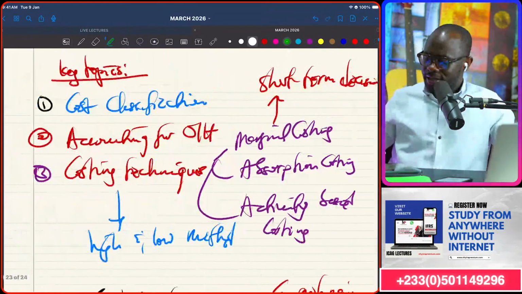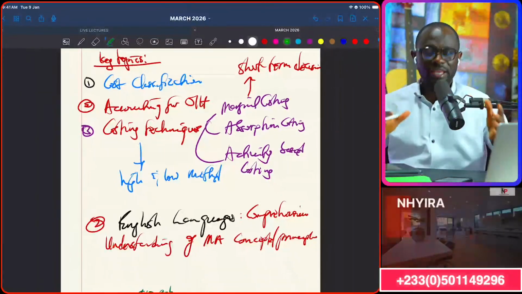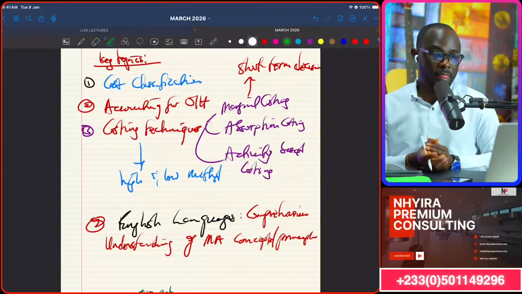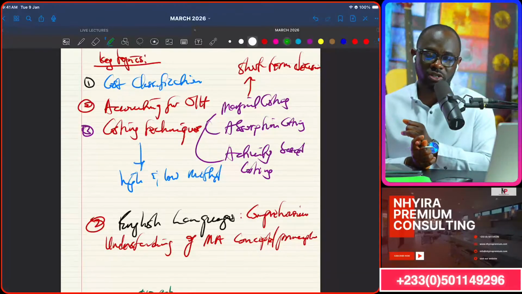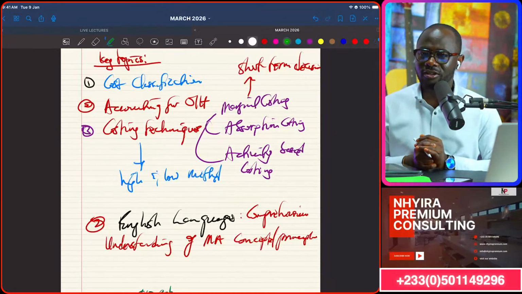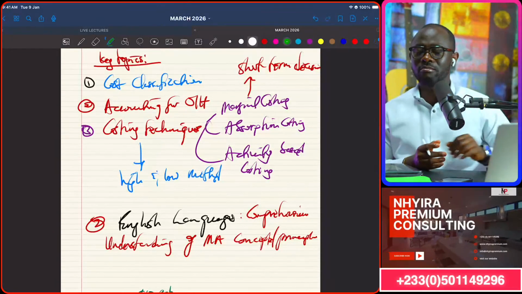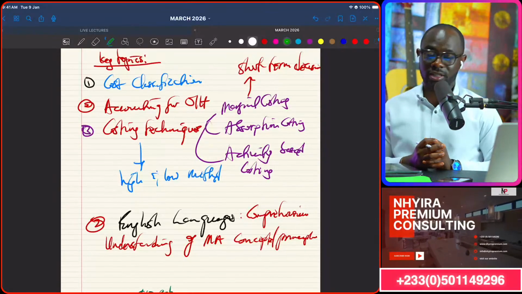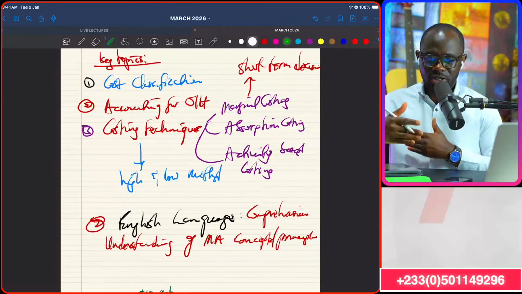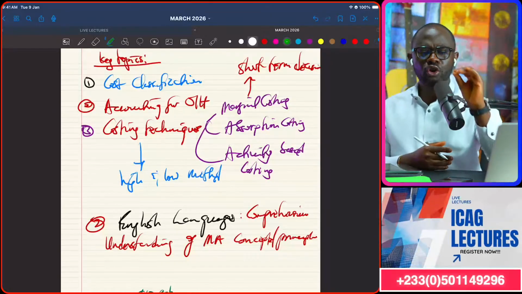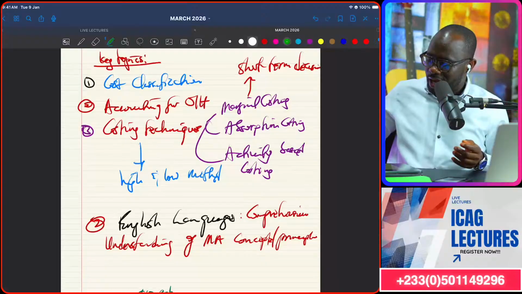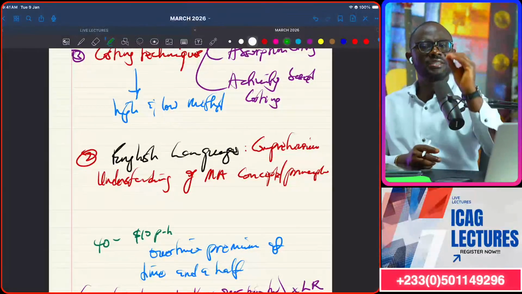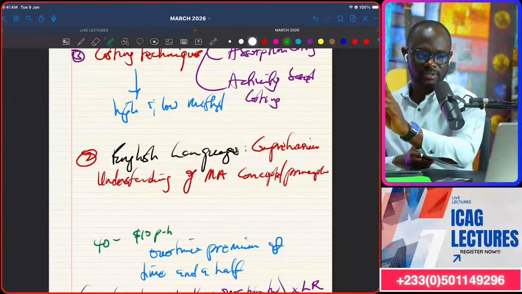So for management accounting also, these are the things you must understand. If you want to pass management accounting, be strong, understand cost classification, understand accounting for overheads, understand marginal costing, absorption costing, activity-based costing. Then as you are learning, make sure you really understand the fundamental principles underlining management accounting concepts.